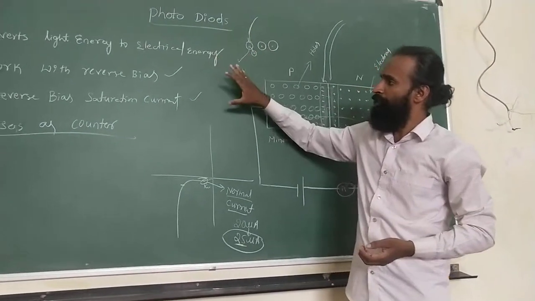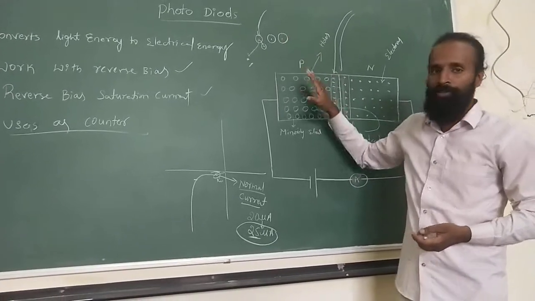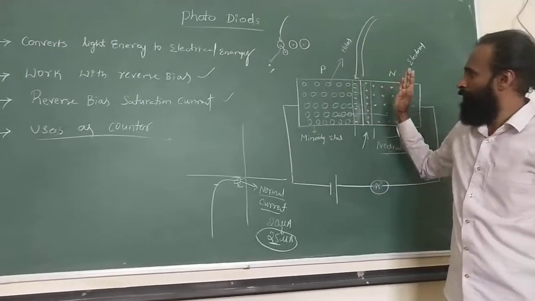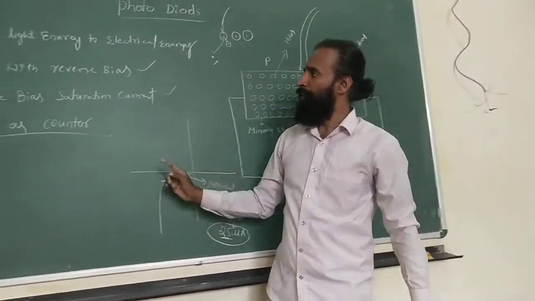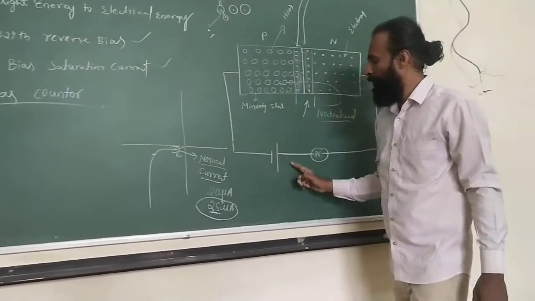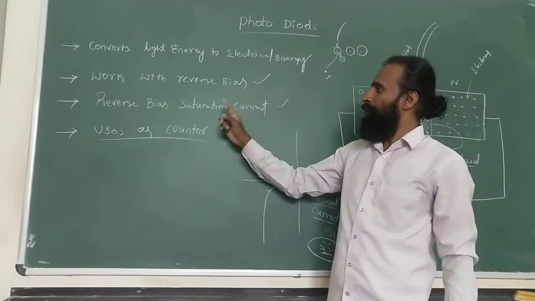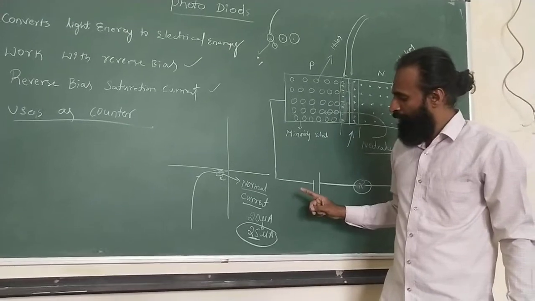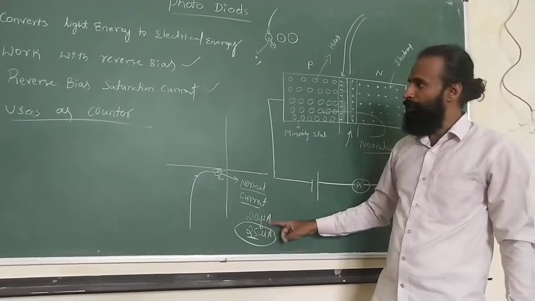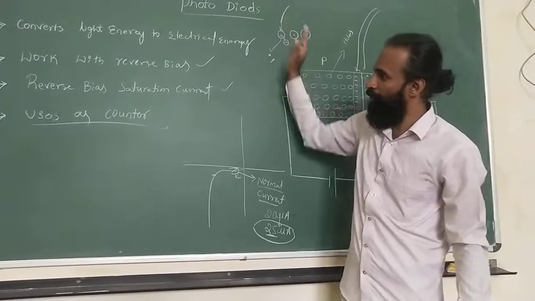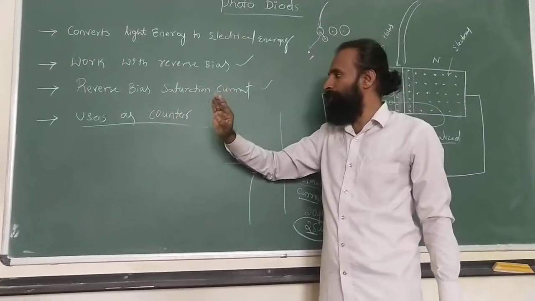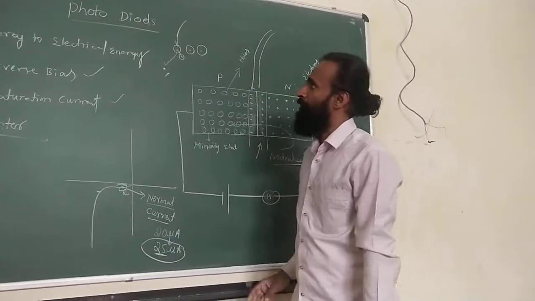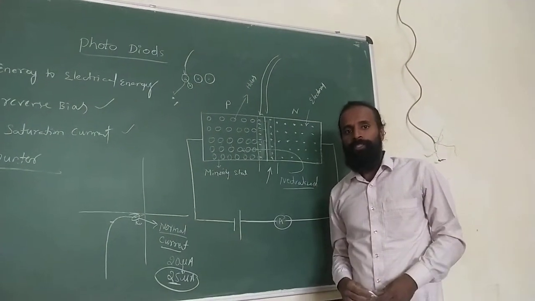So here we have studied four different topics on the photodiode. First, what a photodiode is: it converts light energy into electric energy. Second, the operation of the photodiode is in reverse bias, so you have a reverse bias connection. Third, the current detected is the saturation current, the normal current versus the photodetected current, and based on that change the detection of light is possible. And fourth, what is the use of this photodiode? It is used as a counter, a major application. Okay, so this is about the photodiode.